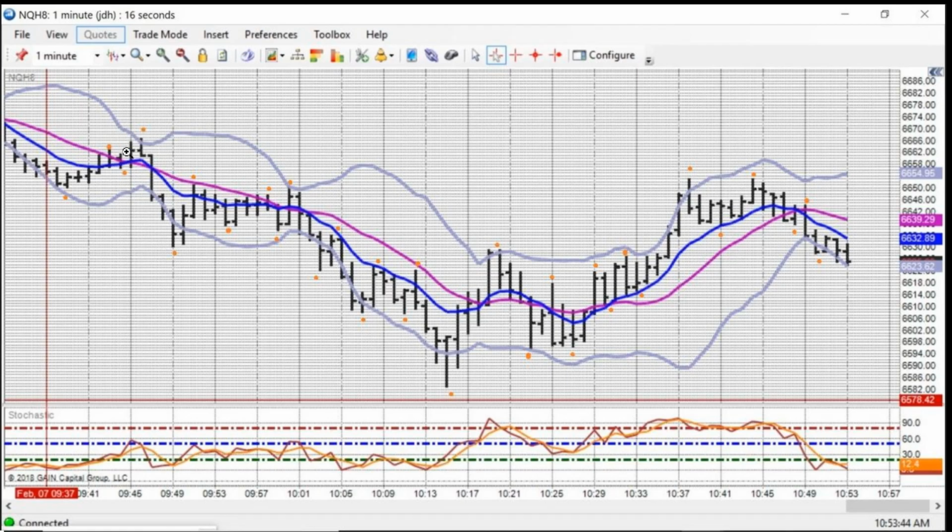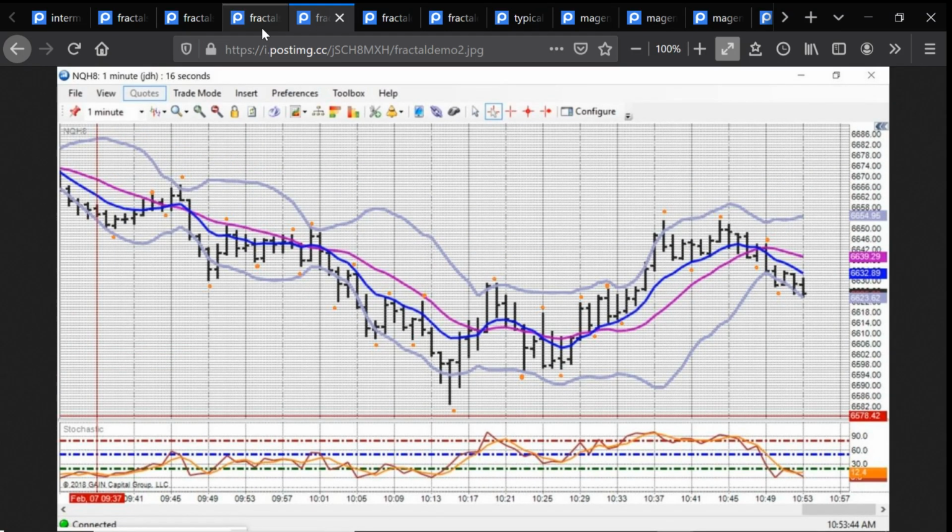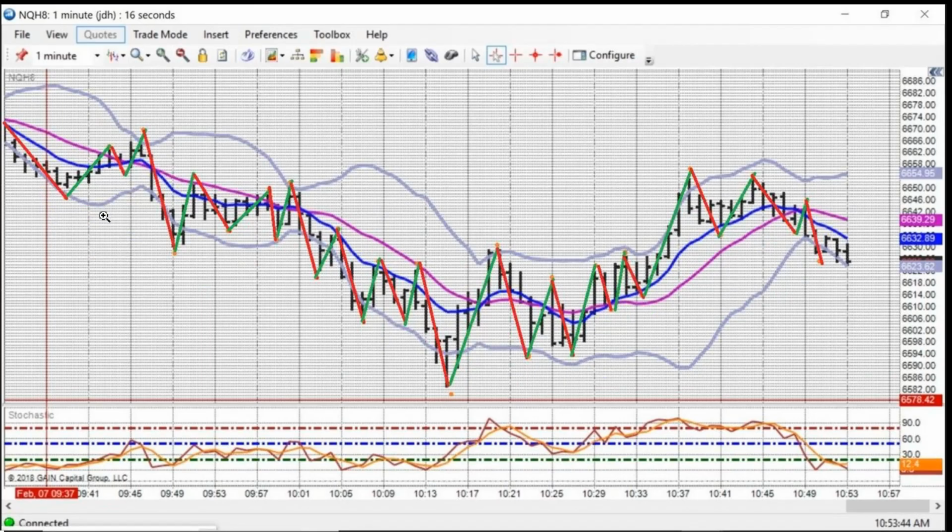This, for example, would be a higher high than the previous high and the following high. This would be a lower low than the previous low and the following low, and so these would be the minor swings. So if we connect the dots here, we get the minor swing patterns, and this is what we're trading on the 1 minute chart.